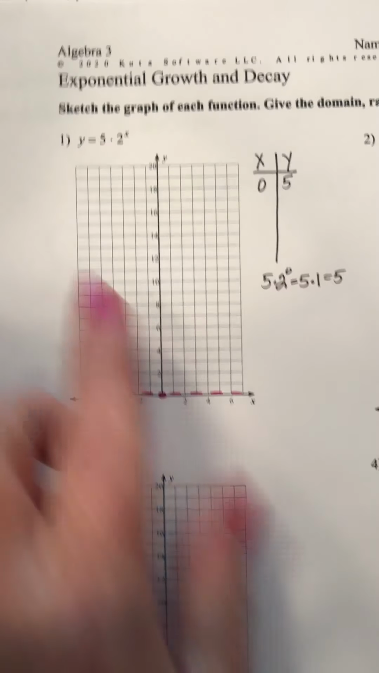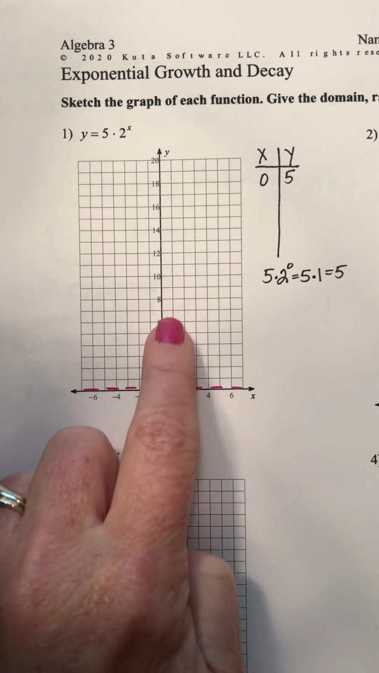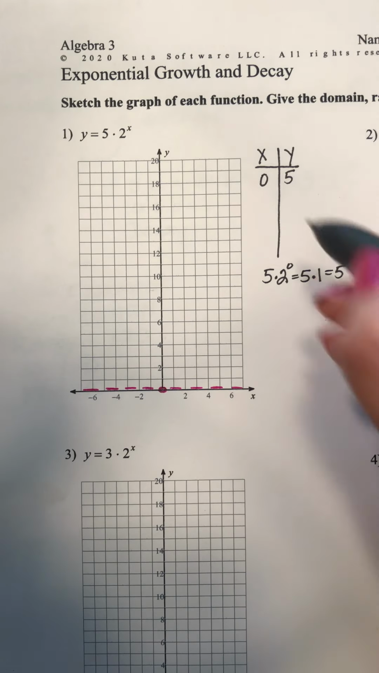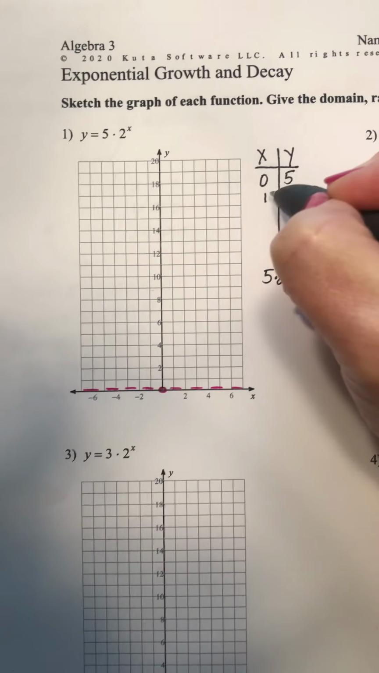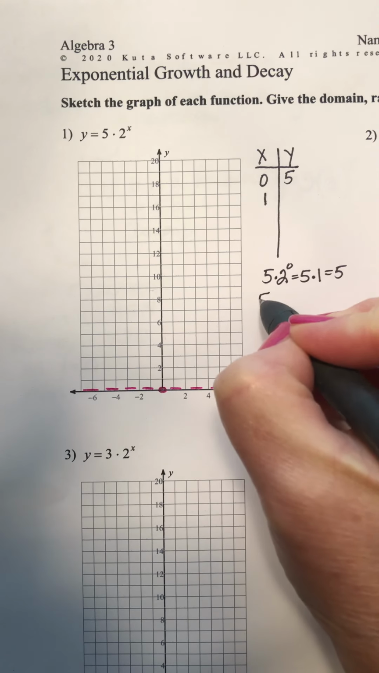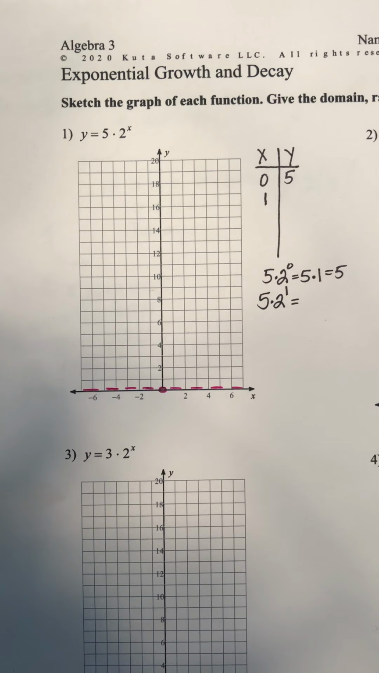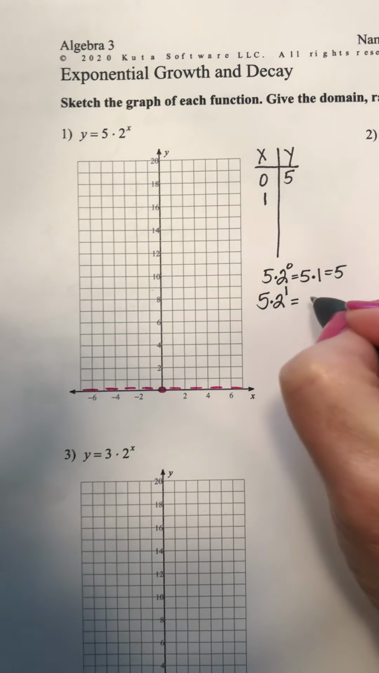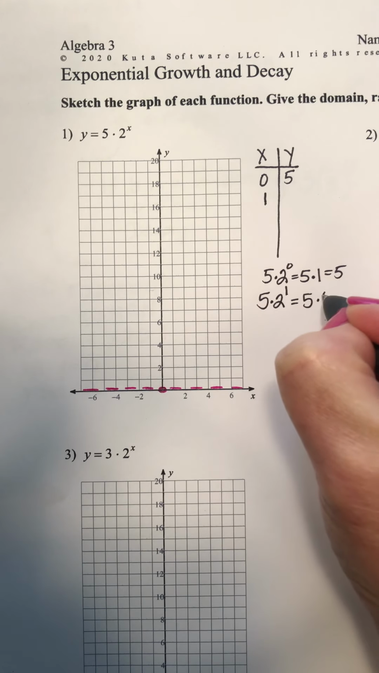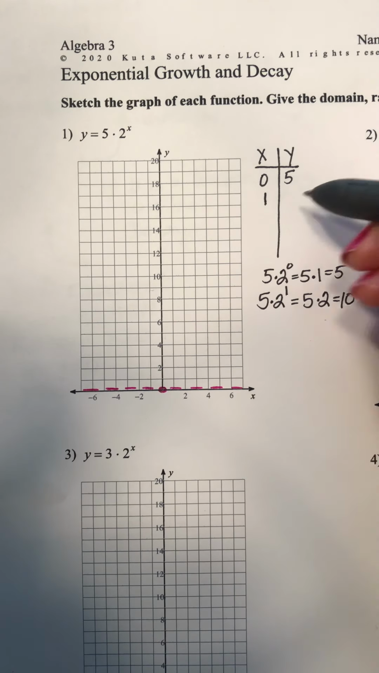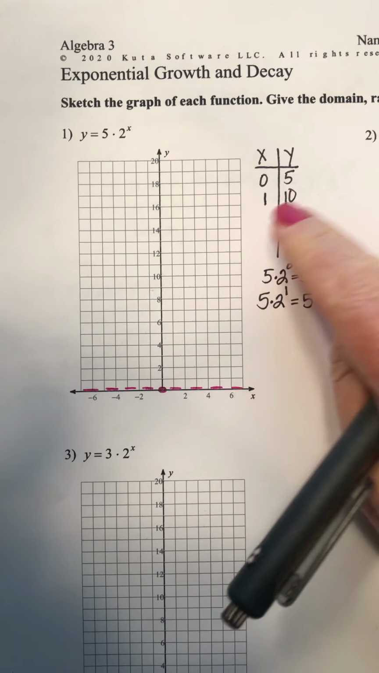So the shortcut is just to look at that, and that's going to be your y-intercept. Well, we need another point besides that. So I'm going to choose the value of 1. Now we're going to put 1 in place of the x. That means 2 is now to the first power. Well, 2 to the first power is just 2, and 5 times 2 is 10. So when I plug in a 1, I'm going to get a 10.